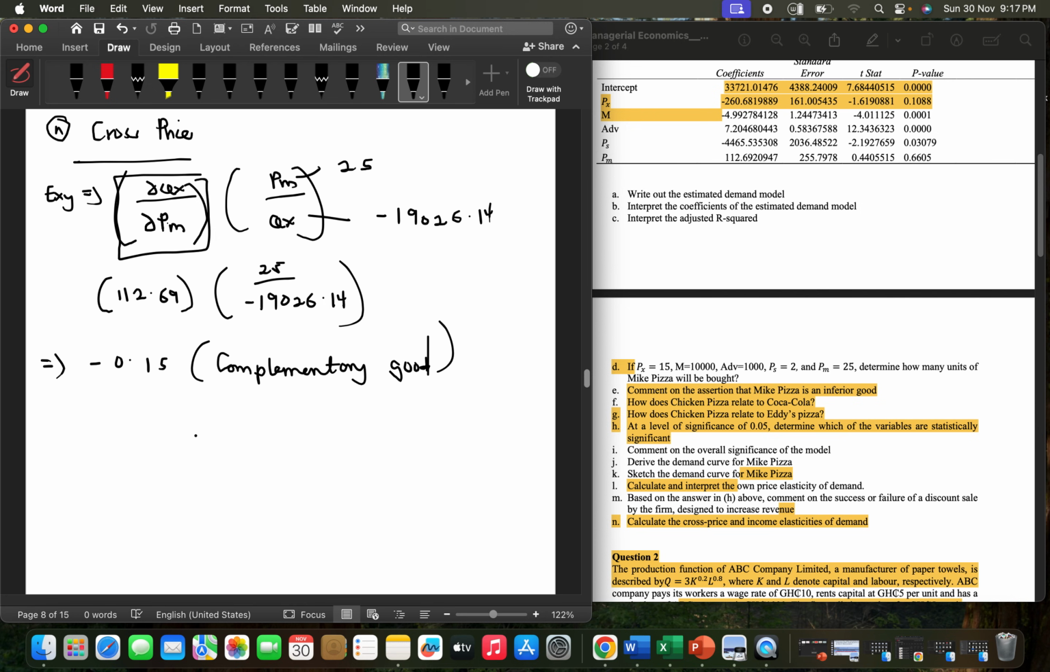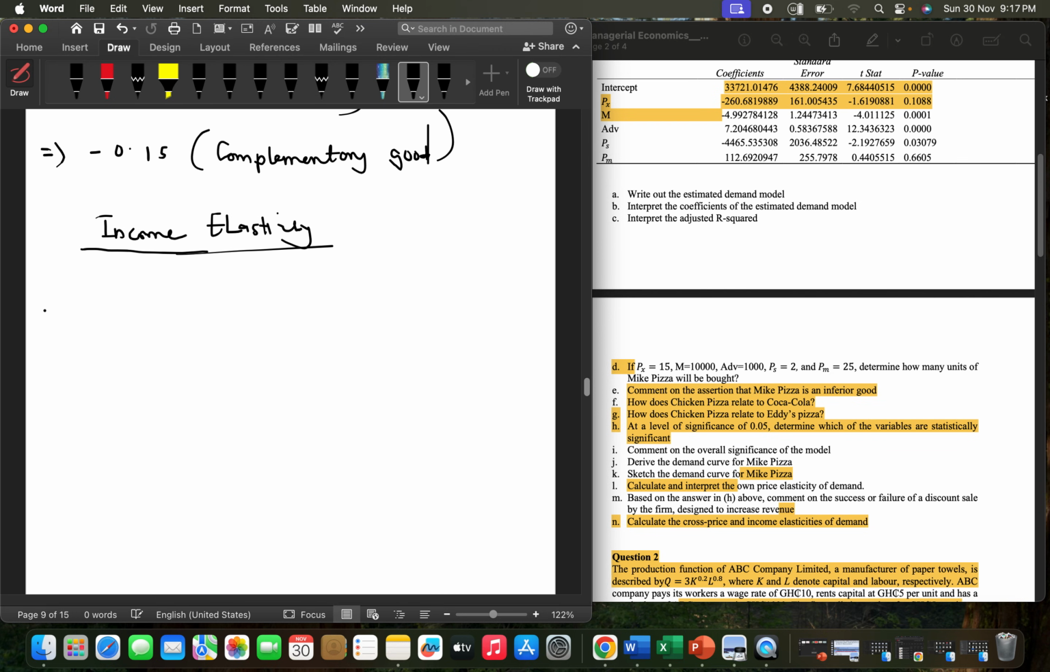At the same time, we are also asked to find the income elasticity. So with the income elasticity, we have this: derivative of QoS. Income, they gave us the income variable to be what? M.